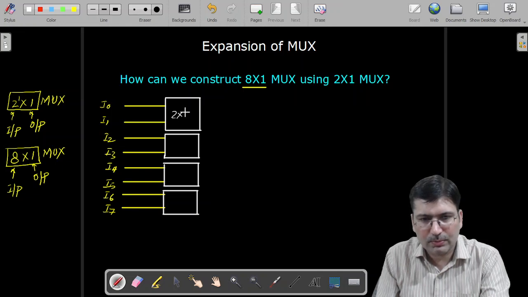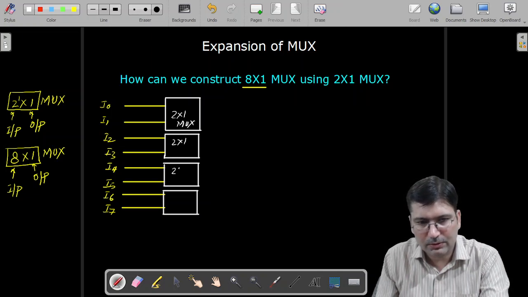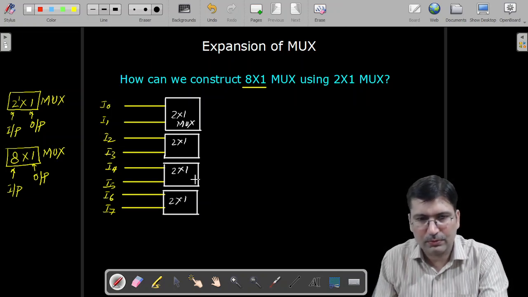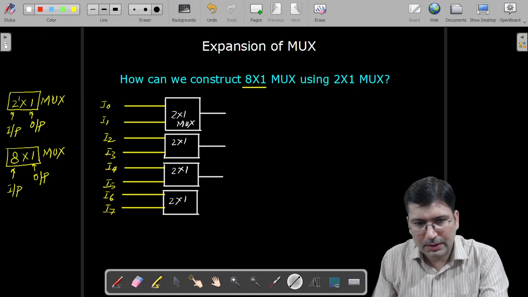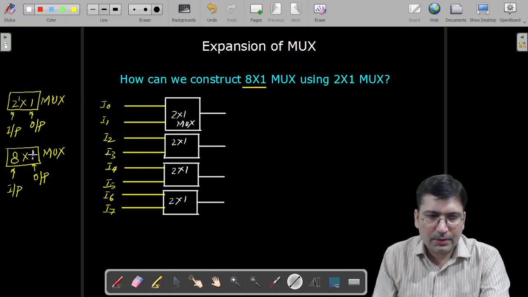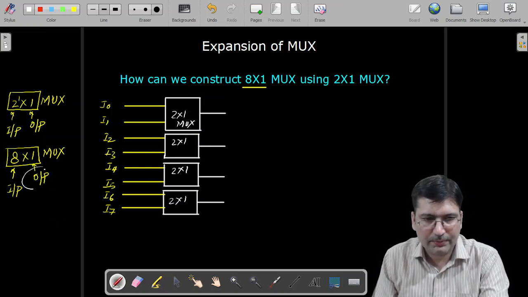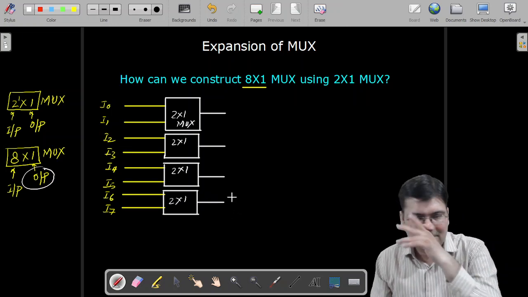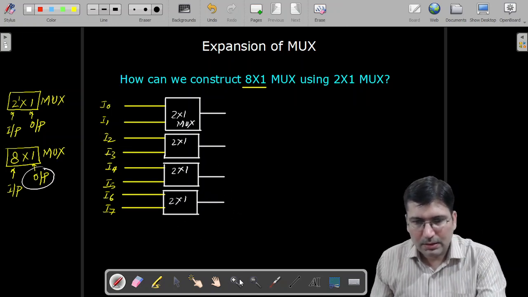So this is a 2x1 MUX, this is also 2x1, this is also 2x1, and this is also 2x1, because we only have 2x1. And these MUX are generating outputs like this, one output each. Now again we have a similar situation. We finally need only one output as required here, but we have 4 outputs. So again we need to start passing these outputs to MUX.